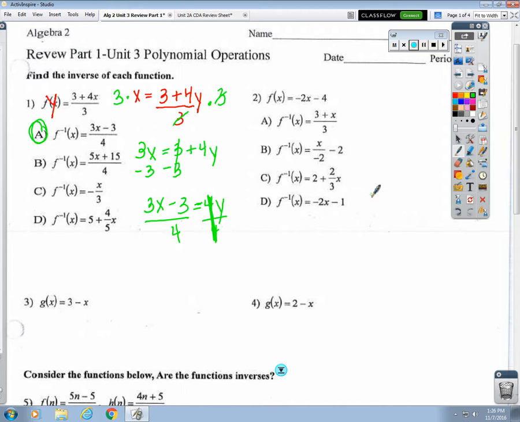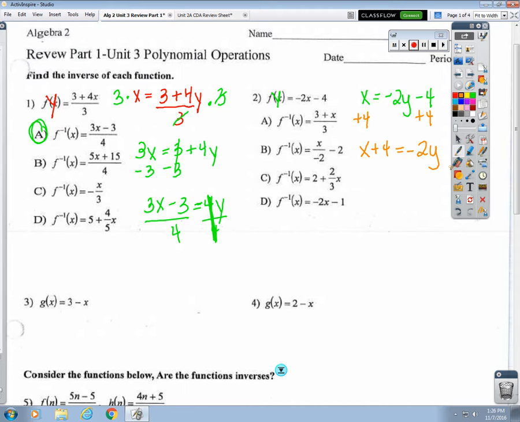Okay, number 2. Same thing. They want you to find the inverse. So if the first step is switch the x and the y, you need to kind of figure out where x and y are. Here's x, and this is y. So when we switch them, what will it look like? Right? Now to solve for y, what do we do first? Add the 4 to the other side, and we have x plus 4 equals negative 2y.